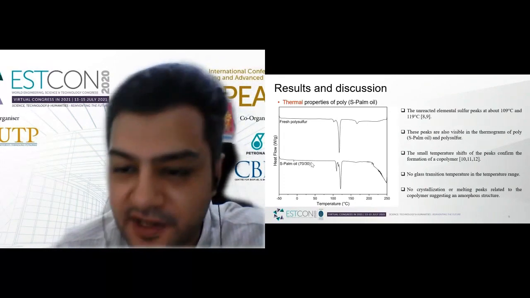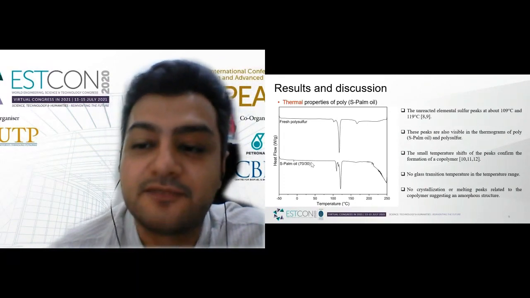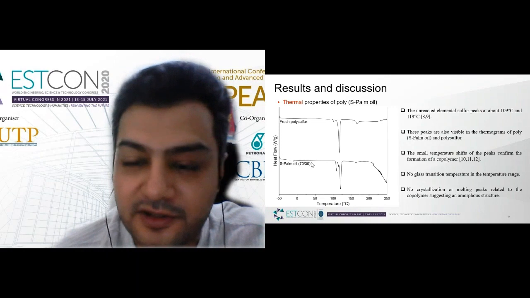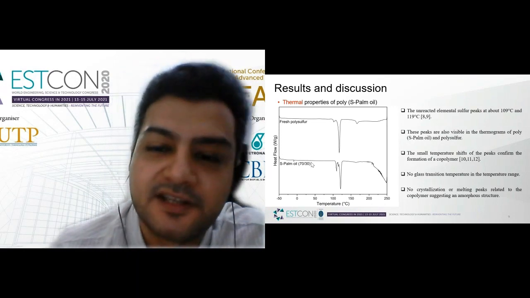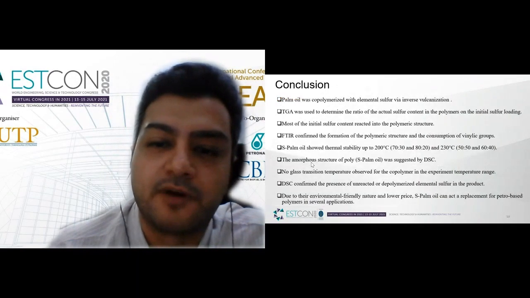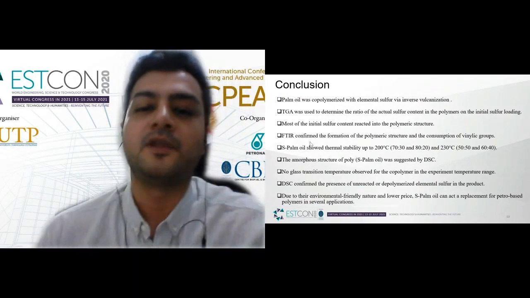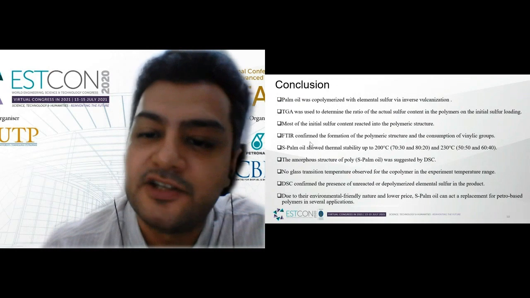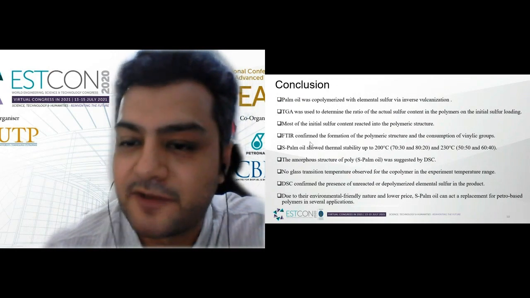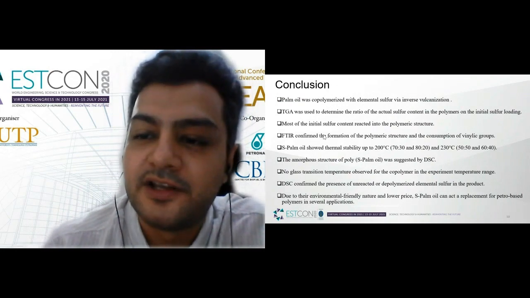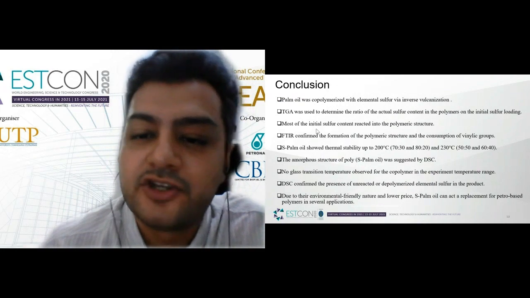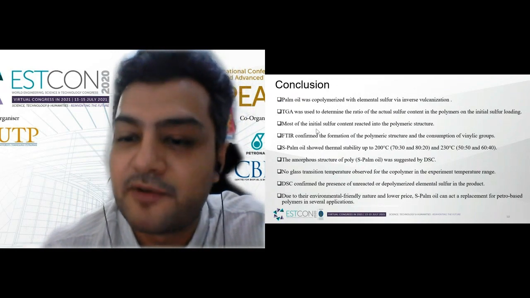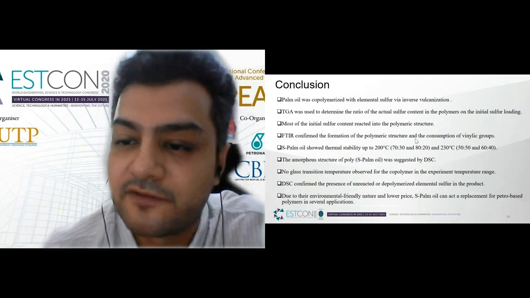And also we cannot see any crystallization or melting peaks related to the copolymer, nor the sulfur, suggesting an amorphous structure for the copolymer. Conclusion: palm oil was copolymerized with elemental sulfur via inverse vulcanization. TGA was used to determine the ratio of actual sulfur content in the polymers to the initial sulfur loading. Most of the initial sulfur content reacted into the polymer structure. FTIR confirmed the formation of the polymer structure and the consumption of the vinyl groups.